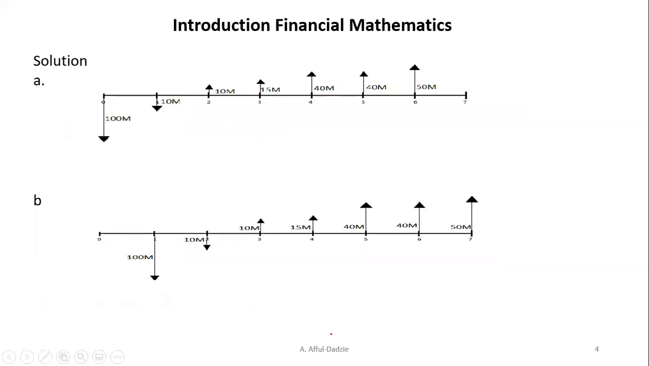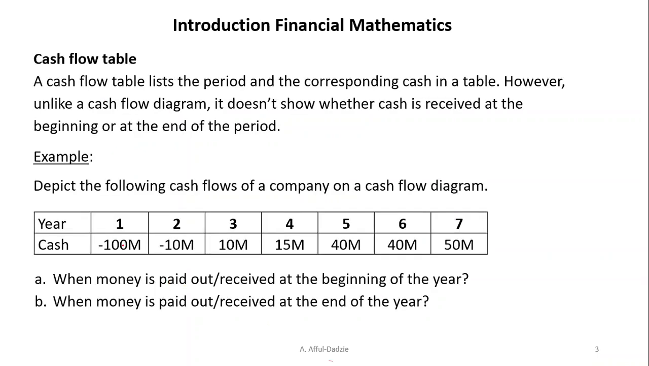All right, so in the case where money is paid at the beginning of the period, you'll see the first cash flow is 100 million, which is negative. Second is negative 10 million. These are outflows. So these are monies leaving the bank's coffers or the company's coffers. And all these are inflows. The positives are all inflows.